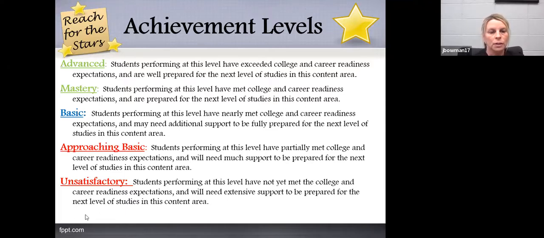Basic. Your student performing at this level has nearly met college and career readiness expectations and may need additional support to fully prepare for the next level of studies in this content area. And then you have approaching basic. Students performing at this level have partially met college and career readiness expectations and will need much support to be prepared for the next level of studies in this content area. And then you have unsatisfactory. Students performing at this level have not yet met the college and career readiness expectations and will need extensive support to be prepared for the next level of studies in this content area.